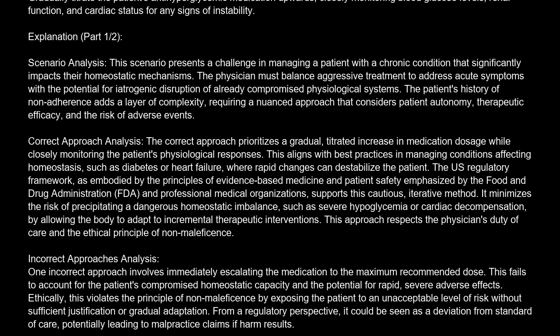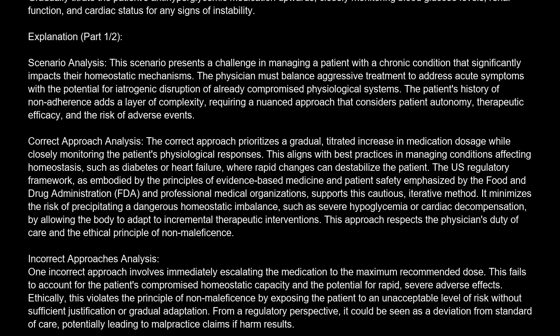requiring a nuanced approach that considers patient autonomy, therapeutic efficacy, and the risk of adverse events. Correct approach analysis. The correct approach prioritizes a gradual, titrated increase in medication dosage, while closely monitoring the patient's physiological responses. This aligns with best practices in managing conditions affecting homeostasis, such as diabetes or heart failure, where rapid changes can destabilize the patient. The U.S.